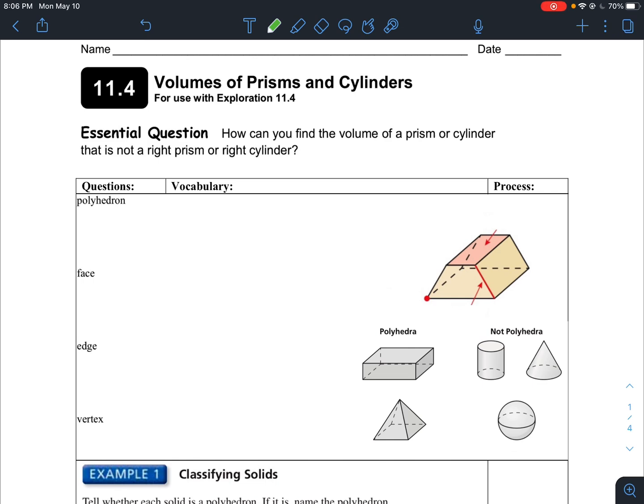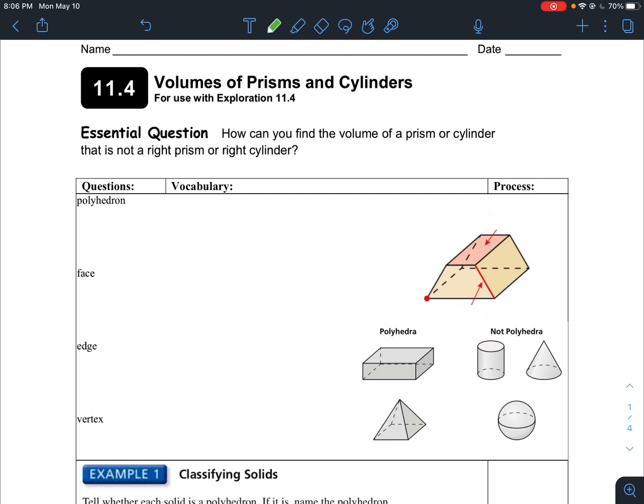Last off, in 11.1 and 11.2, we talked about area, circumference, arc length, area, and area of a sector. So now we're talking about volumes of prisms and cylinders. Let's go over some definitions first.